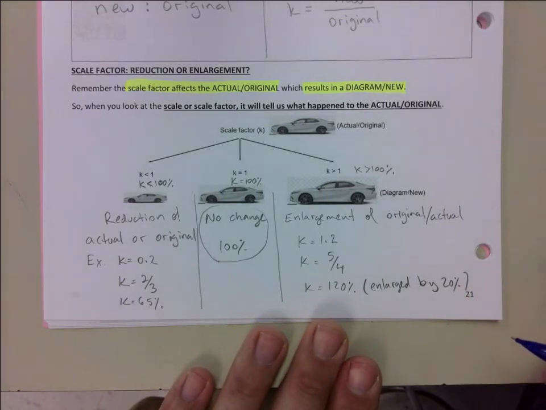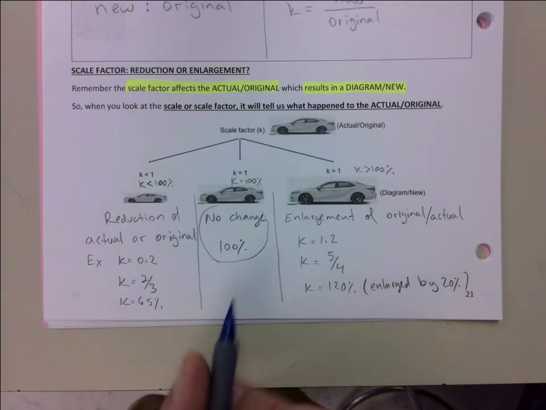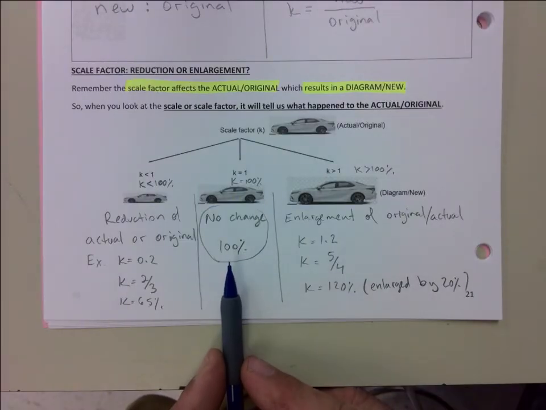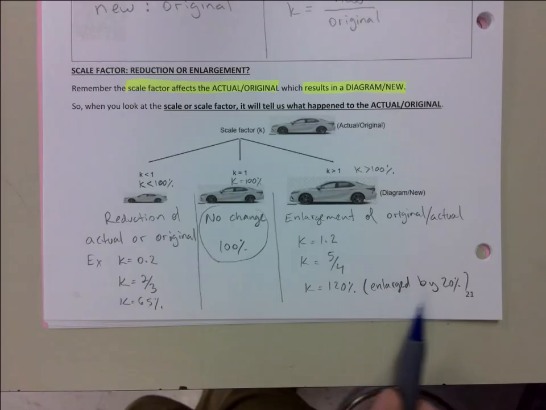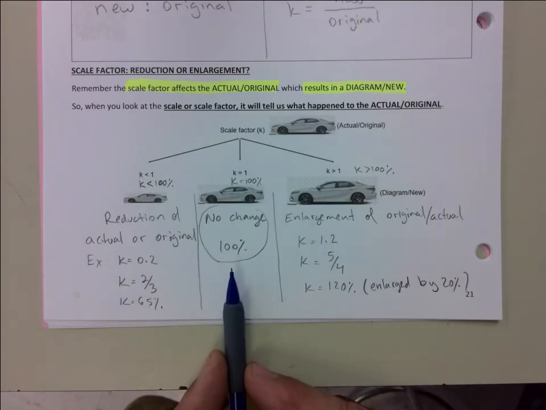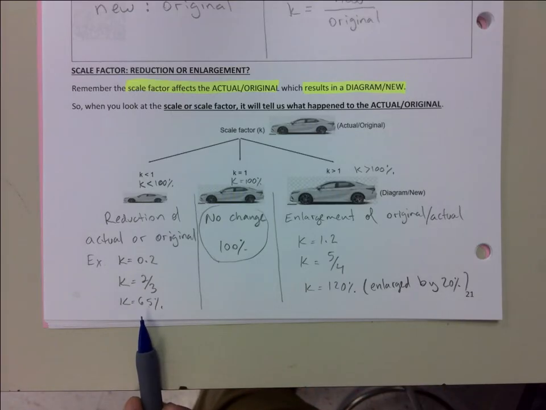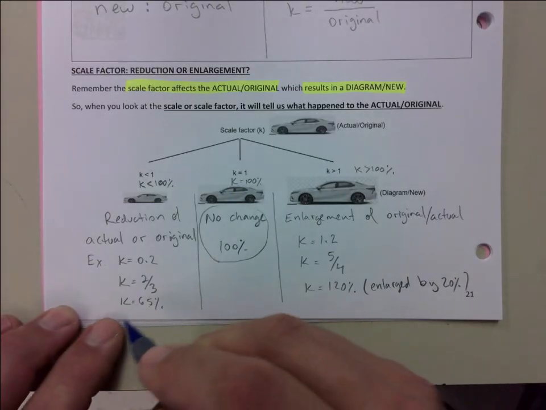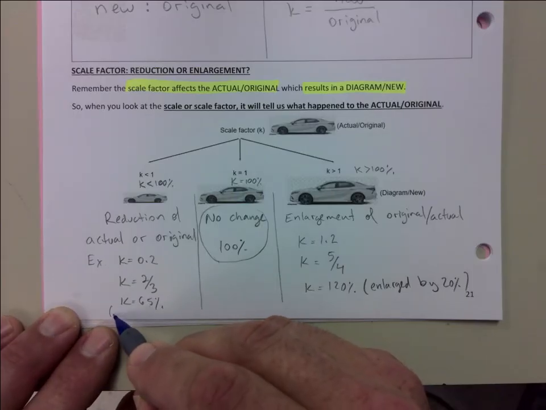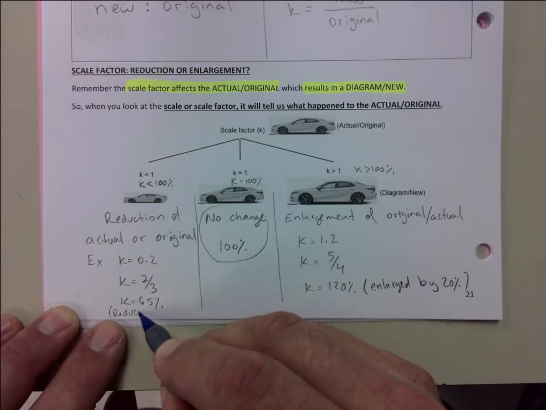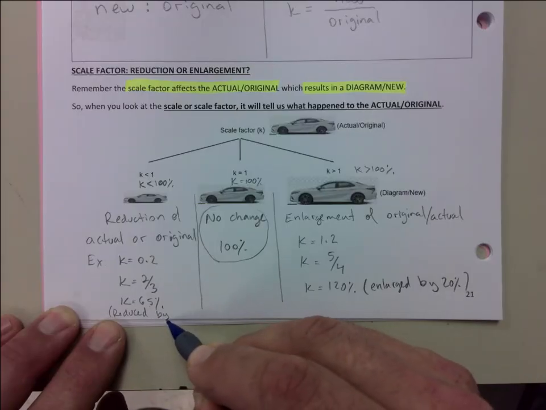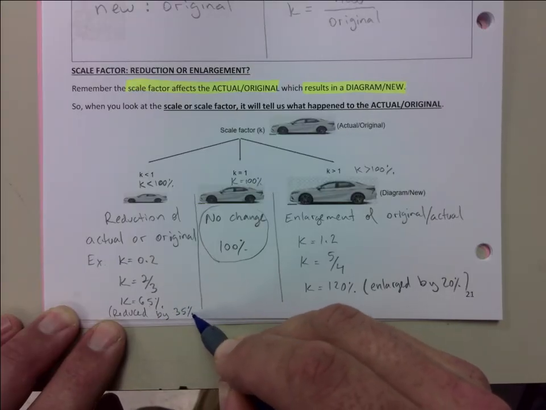If you want to write this down: enlarged by 20%, because we go from the 100. What happened to it? Did it go up? Okay, then it's enlarged by 20%. What happened to the 100 here? It has been reduced, but by how much? 35%. So I know this is tight in my notes here. Reduced by 35%.